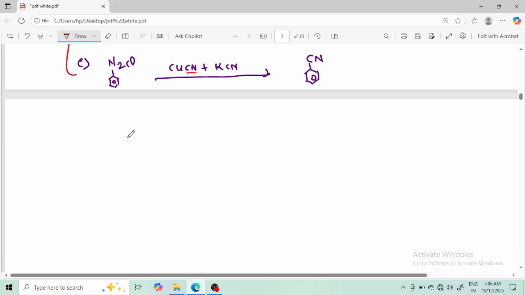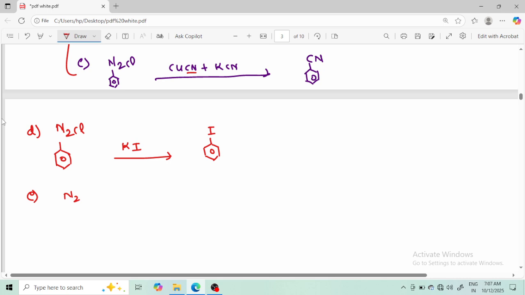Now the fourth one is N2Cl, and then it will react with KI. So what's the halogen I have used here? Iodine or not? So that iodine will replace this whole N2Cl. Of course some byproduct will be there, and in that byproduct nitrogen gas will be there.